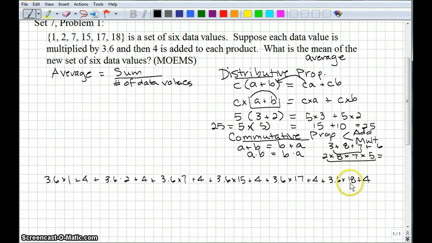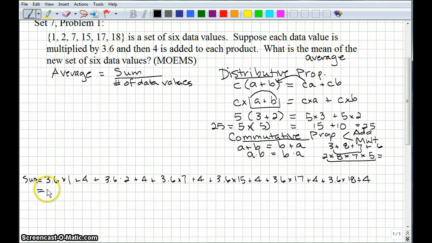Now I don't want to do all that calculation. I'm just listing it out. So let's take a look and see if we can use, I'm just calculating here the top part of our average, the sum. Okay, so we'll work with that first. This is just the sum that we're going to use on the top of our average. Now how can I use the distributive or the commutative properties to make this easier?